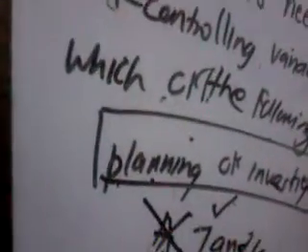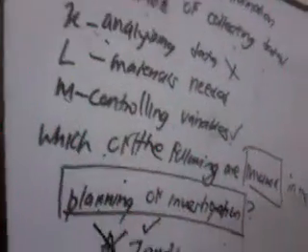B, K and M. K is out also. As I told you, K is wrong. It's not suitable and not involved in the planning of investigation. M, controlling variables, is suitable. It's a controlling variable, so it is involved in the planning of investigation. M is a correct answer, but K is wrong, so definitely B is out.